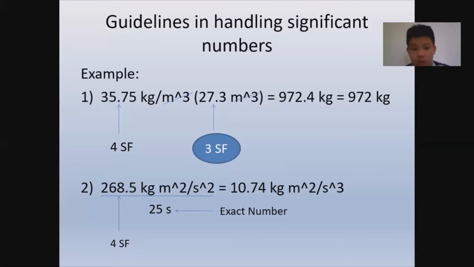972 kilogram? Because in multiplication, we use the lowest number of significant figures. For example, 35.75 has 4 significant figures and 27.3 has 3 significant figures. So we must use 3 significant figures. So the final answer is 972 kilograms.